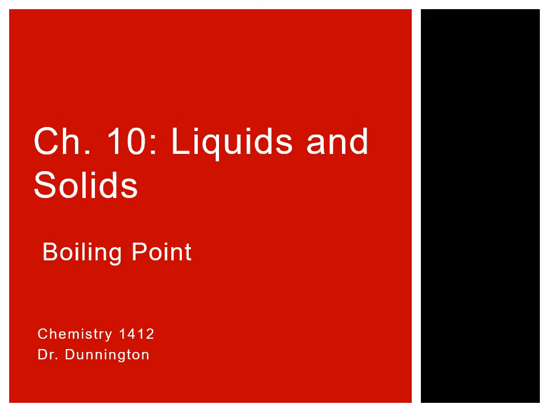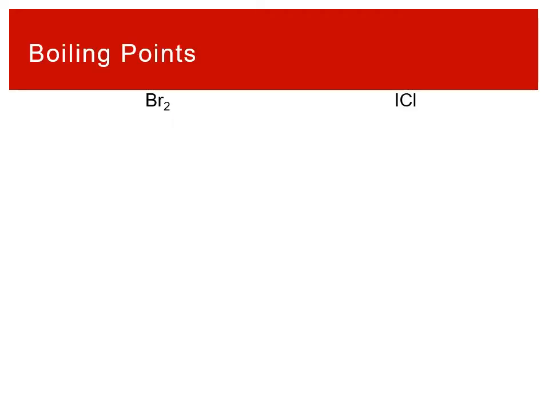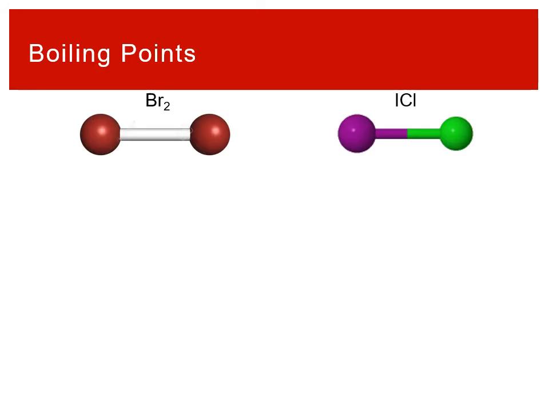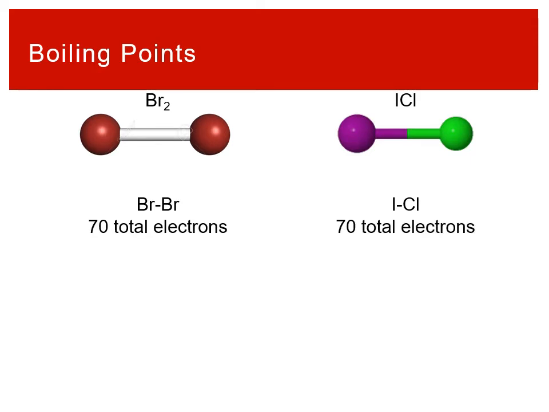We want to apply ideas of intermolecular forces to boiling point. We're going to start by comparing bromine, Br2, with iodine chloride, that's ICl over there. If we look at the structures, they're both 2-atom molecules: Br2 and ICl, with a single bond between the atoms. 70 electrons in bromine, 70 electrons in iodine chloride.